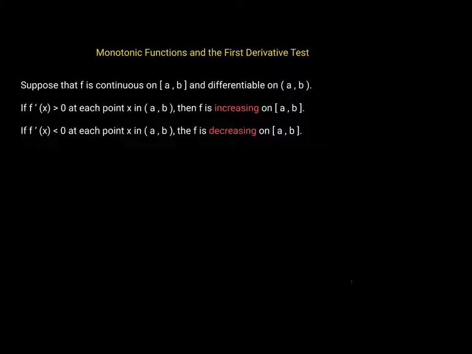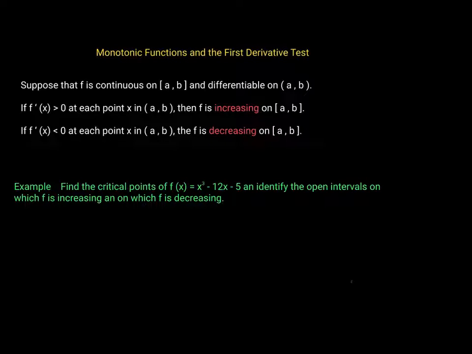Now remember that the derivative function being positive means that the slope of the line tangent to the curve is positive. The derivative function being negative means that the slope of the line tangent to the curve is negative. All right, let's see how this helps us.